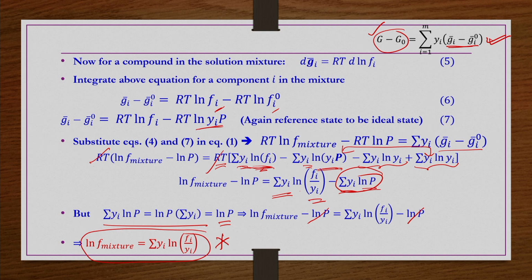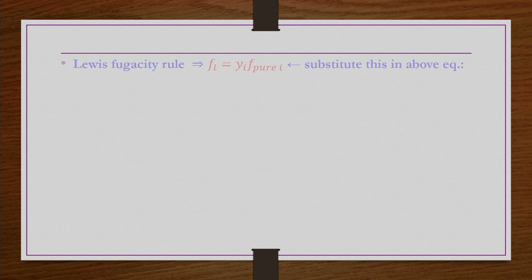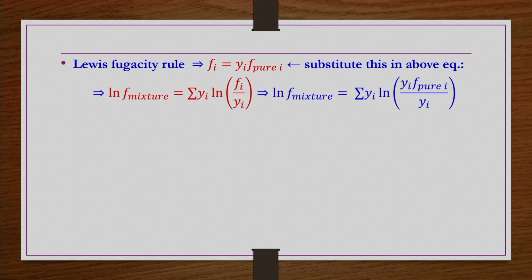Now, in this equation, if you substitute the Lewis-Fugacity rule, because until obtaining this point we have not applied the Lewis-Fugacity rule. So, when we apply the Lewis-Fugacity rule in this equation, we can simplify that equation further to get the required answer. The Lewis-Fugacity rule is nothing but f̂i equals yi f pure i, that if you substitute in this equation which we just derived.